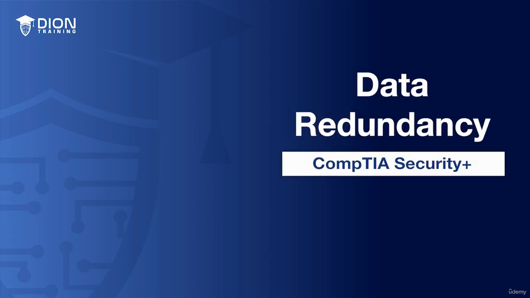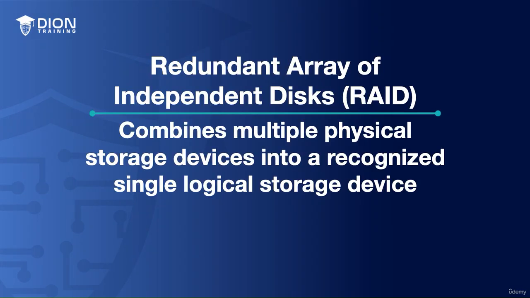In this lesson, we're going to discuss data redundancy. Now, one of the most effective ways to create data redundancy is to use a RAID. A RAID is a redundant array of independent disks, which allows an organization to combine multiple physical storage devices into a single logical storage device that's recognized by your operating system.